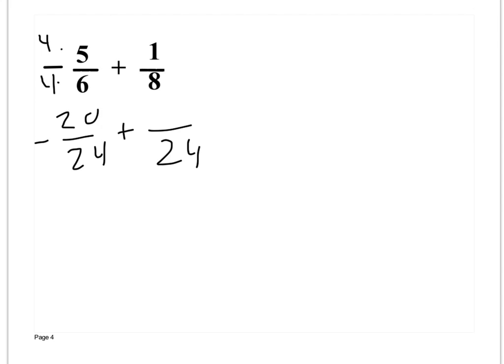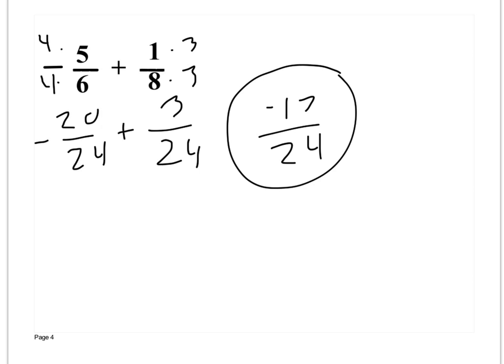And then I'm adding 3 over 24. What is negative 20 plus 3? Negative 17. So I have negative 17 over 24. Does this reduce? No, because remember, 24 is my least common denominator. There's my answer. If you went 48, you would have gotten negative 34 over 48. What would that reduce to? Negative 17 over 24.